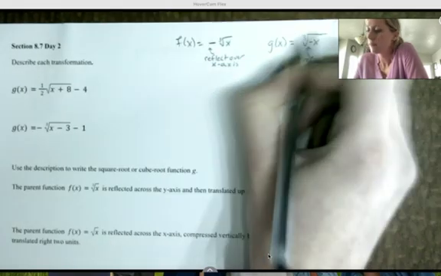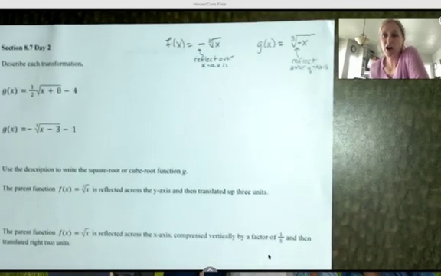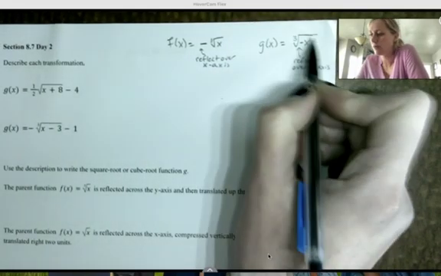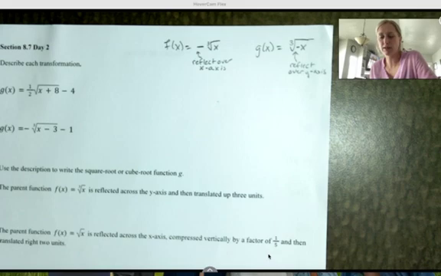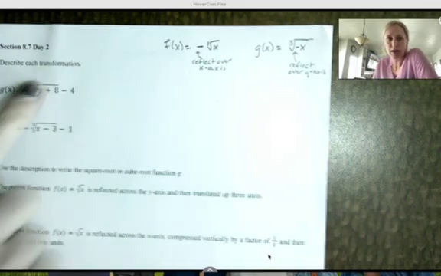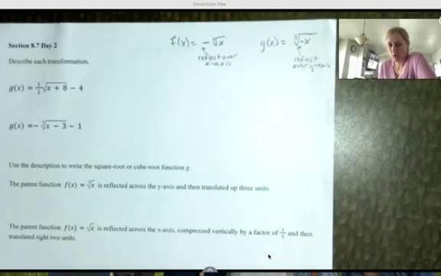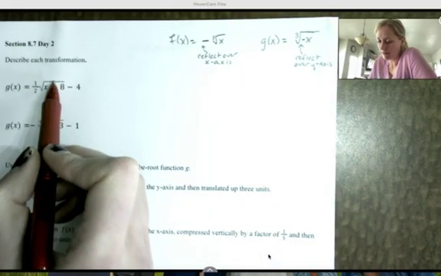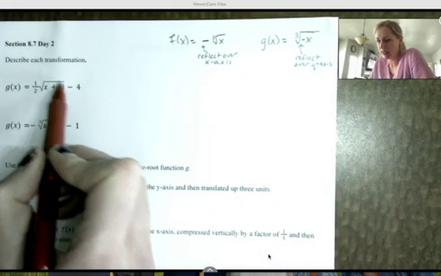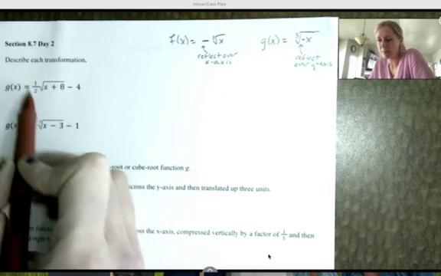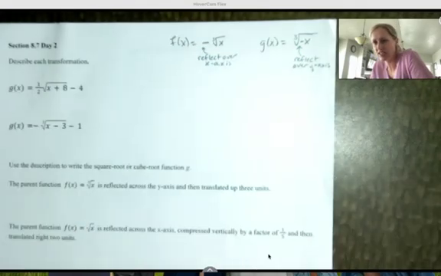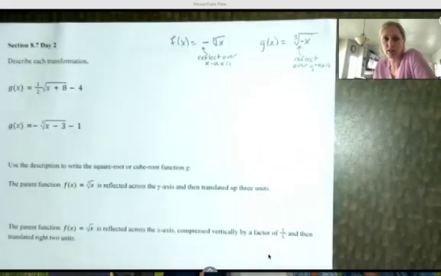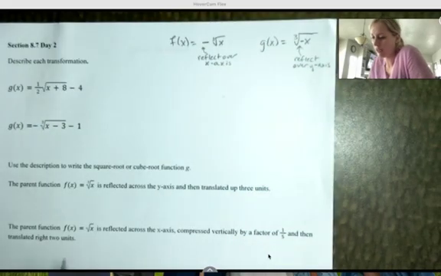Remember, we're typically only going to see that for odd roots because we can't take the square root of a negative, so we'll only see that typically for the cube root one. This one just says describe each transformation, so we're going to say it in order. Start with what's underneath, left 8. Because this is 1/2, it's going to compress, and then it's going to go down 4. So we're just going to write that in words.